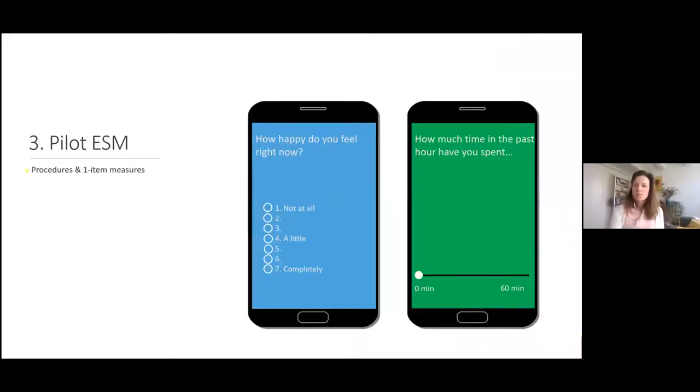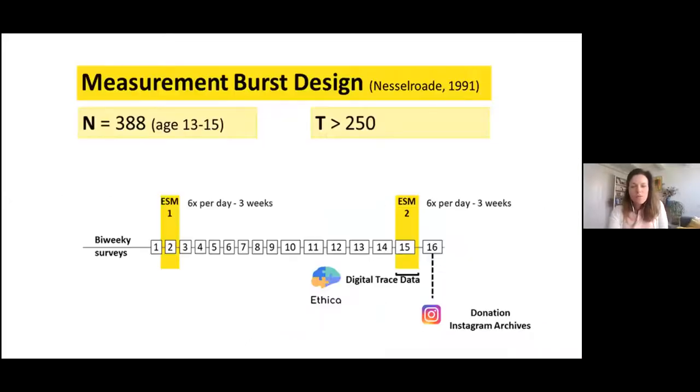So thirdly, we set up a pilot ESM to test these measures, validate the measures, to look at within-person fluctuations. So is there even enough fluctuation in these measures, or are these more trait measures? And we learned how to personalize questions. And I will get back to that in a little bit. So all of this knowledge that we gained, we put into this measurement first design, which was the final and ultimate step for the NS1 time series analysis.